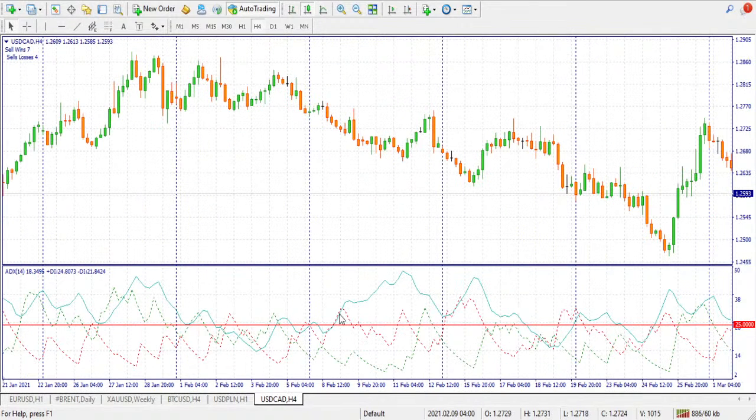When you are in a downtrend, we have the red line. If the red line is above the green line, then that means we are in a downtrend, but it does not indicate how strong that trend is. The line which shows you how strong that trend is, is this blue line. So when the red line is above the green line and the blue line is above the level 25, that means we are in an active downtrend. So the idea in this case will be to keep looking for sell positions.